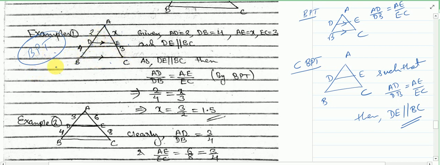And what does BPT say now? It says that we can write AD upon DB is equal to AE upon EC. Now we know the values of AD, DB, AE, EC. Substitute and you can easily get the value of X, that is 1.5. Okay. Now see example 2.